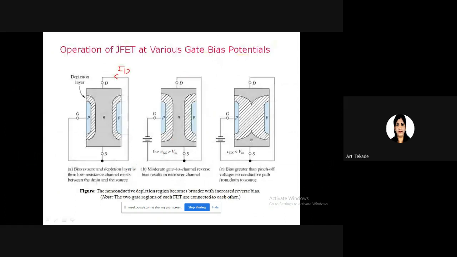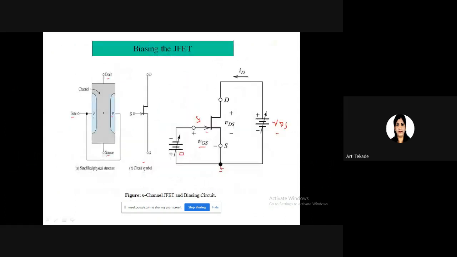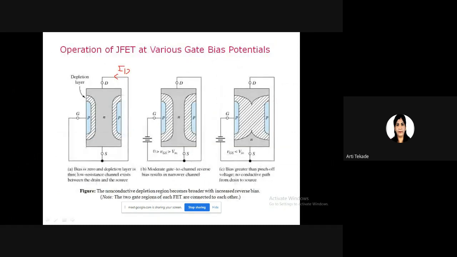Now what happens? Suppose we have applied a VGS, say 1 volt. As the VGS is reverse bias, this depletion region grows. It increases, and because of that the width of the conducting channel goes on decreasing. If you compare with when VGS was 0, the width of the conducting channel was more, it was maximum.